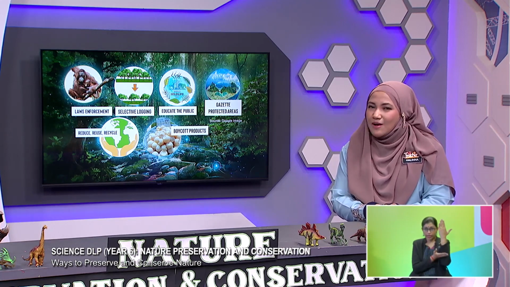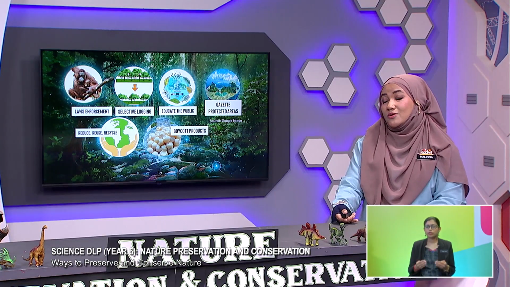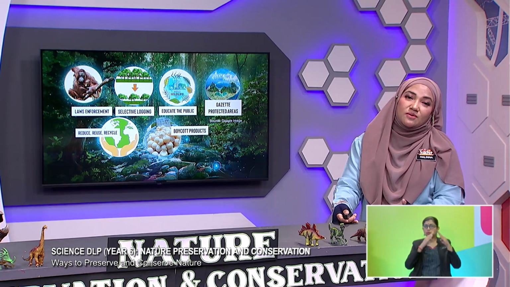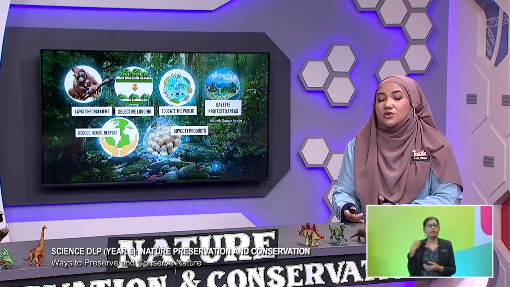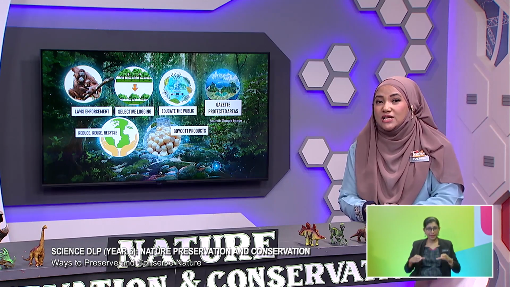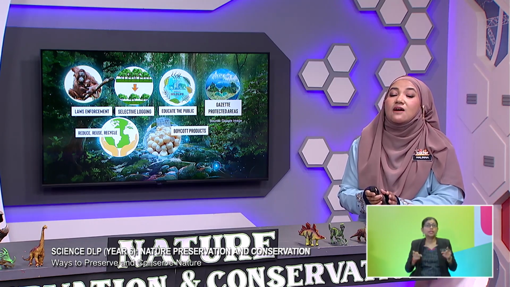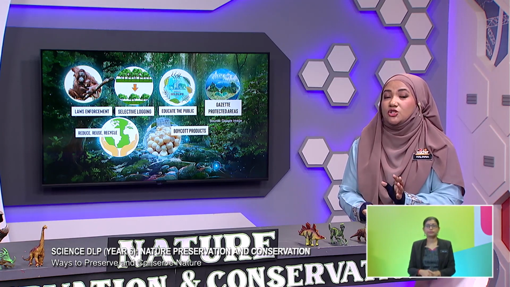Okay, the next one is selective logging. So what is selective logging? We humans need to survive too, and with urbanization, we need to build more houses for us to live in. We need to build maybe factories and offices. So when we need to log, we need to clear some space, we must make sure that we only cut trees that are mature enough and not cut the young trees.